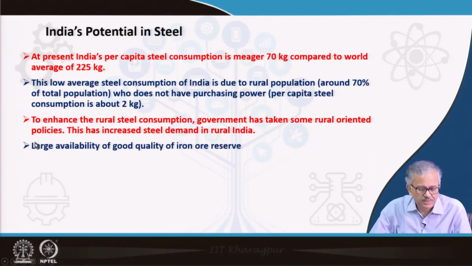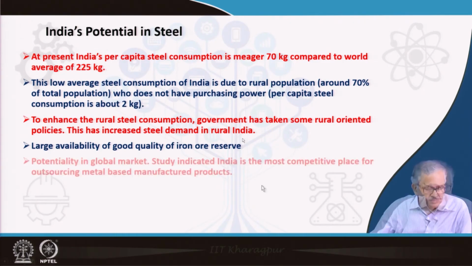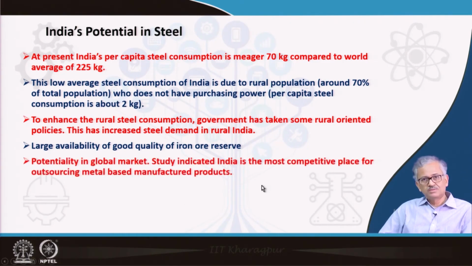So, large availability of the good quality iron ore reserve is one of our very large potentials. Still now we have a lot of reserve for iron ore, good quality hematite ore. Even for the next 50 years we can run very easily if we don't export any good quality iron ore. That is the thing. Potentiality in the global market also.